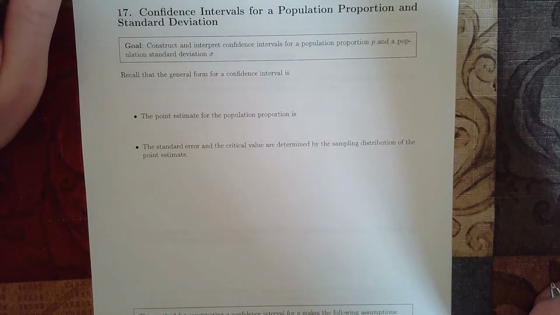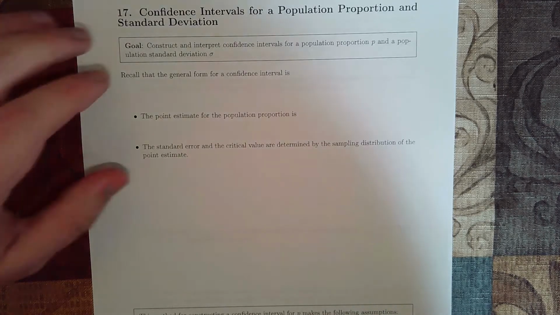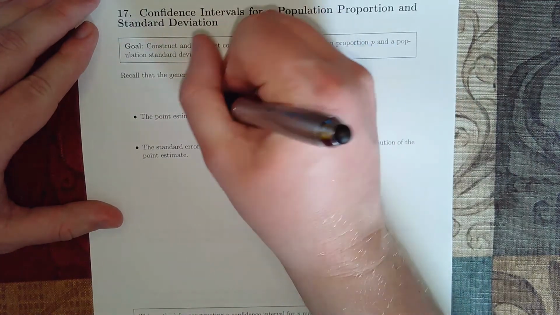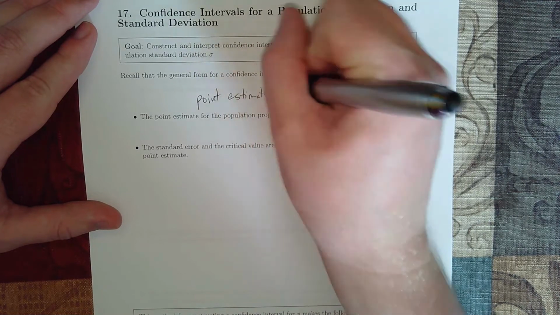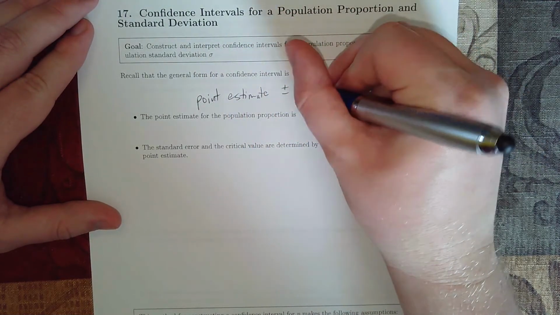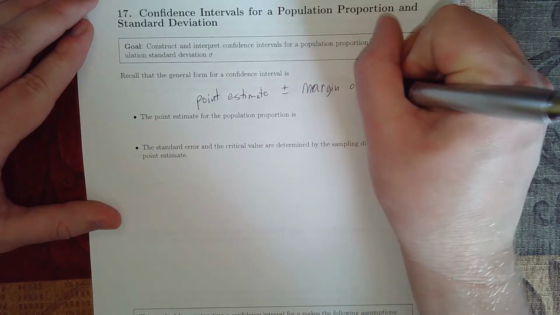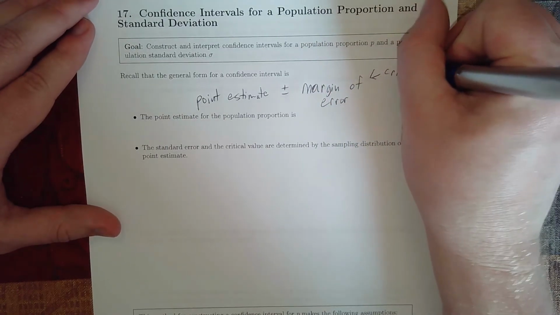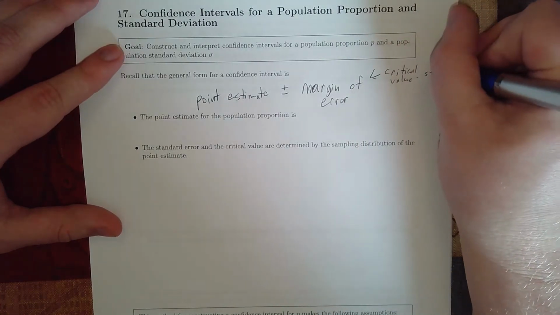All right, so now that we've gone over confidence intervals for a population mean, we also need to talk about confidence intervals for both population proportions and for standard deviations. So recall from the last video that the general form for a confidence interval is some point estimate plus or minus the margin of error. And this margin of error is found by taking the critical value that we need times the standard error.